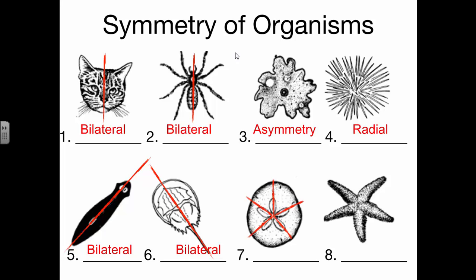Radial. Right? Radiating out from a central point. How about a starfish? It's a zero. Asymmetry. No. Radial? It's radial. Yeah, and those arms come out from a central point. You know, we could draw a line like this, and we would have equal halves. Or I could draw a line like this, equal halves. Or a line like this, equal halves. Multiple lines of symmetry.